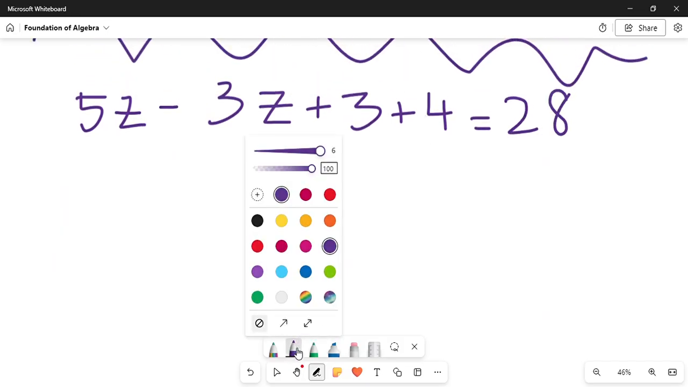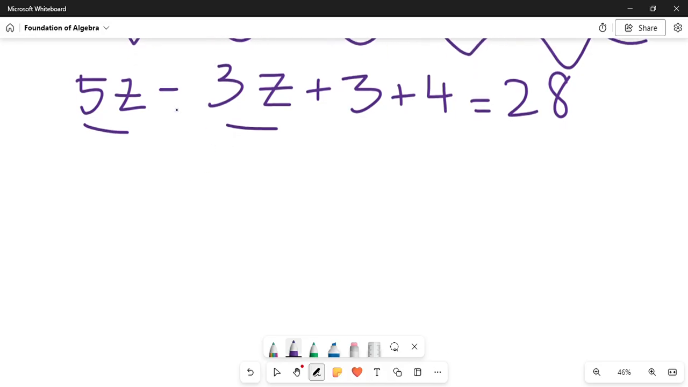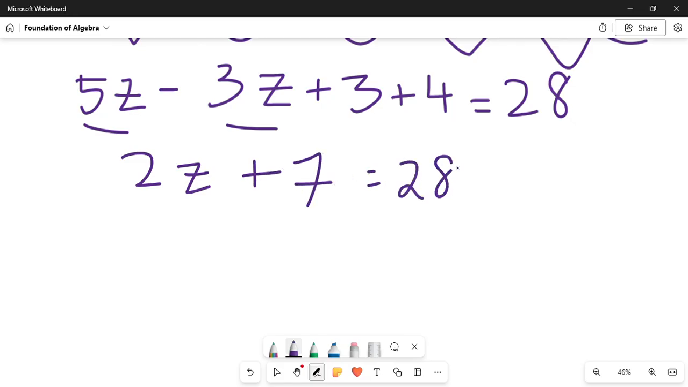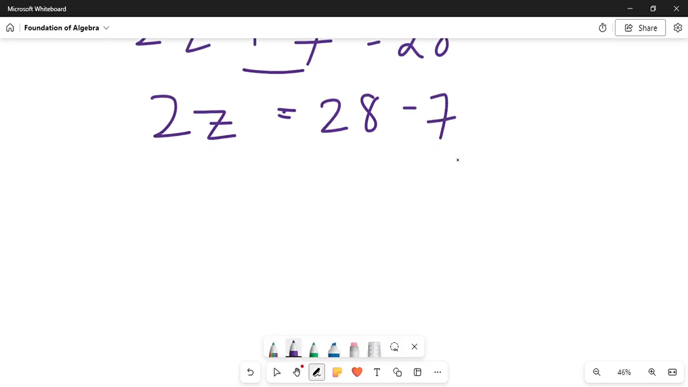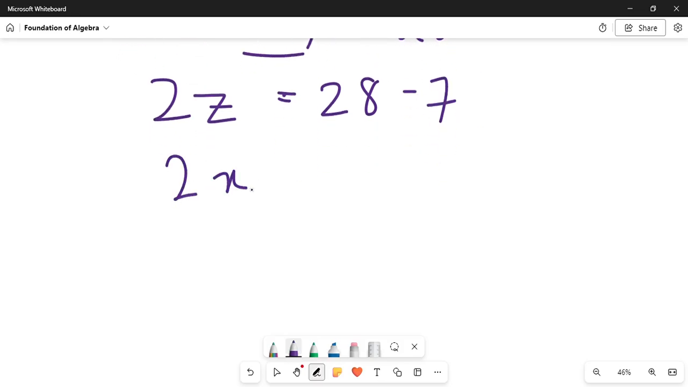So we have the like terms here. 5z minus 3z is 2z, plus 7 equals 28. Again, we don't need this plus 7 here, so we will move that to the other side of the equation. 28 plus positive 7 here, on the other side it will be negative 7. So 2z equals, oops, it's not x. It's 2z equals 21.